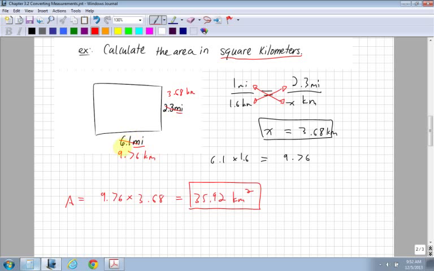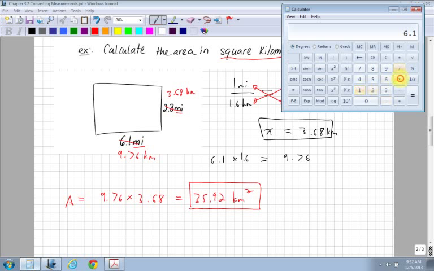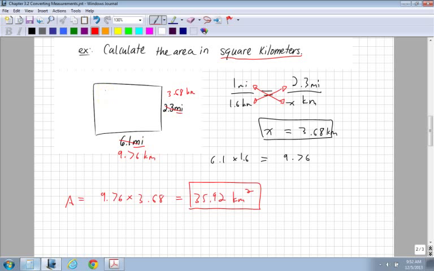If you do the area first, like if you took 6.1 times 2.3, you get 14.03, and that's miles squared. But I have to convert to kilometers squared. When I was doing each separate conversion, I was multiplying by 1.6. But if you're going from squared to squared, you actually have to multiply by 1.6 twice, because there's a squared there and a squared there. And because a square has two sides, you have to multiply by 1.6 twice.